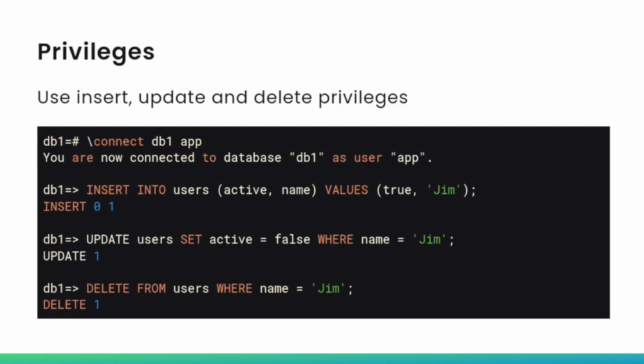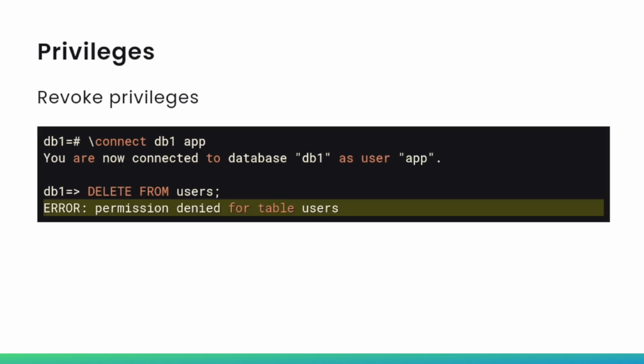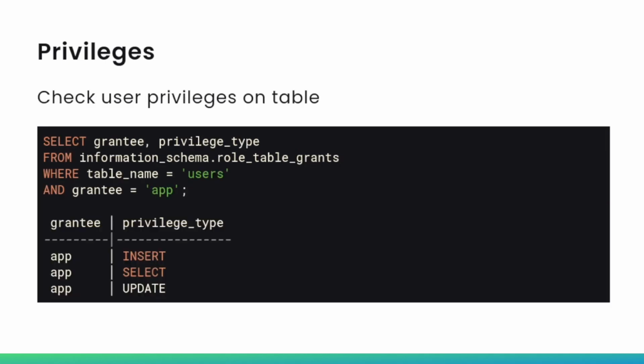If, for example, we decide that the app user should not delete data from the users table, we can revoke this privilege using the revoke command. In this case, we issue revoke delete on users from app. Notice that after revoking the specific permission to delete from the table, the user still has permissions to update, insert, and select, okay? So after we revoke the privileges from the app user, we can see that the app user cannot delete from the users table.